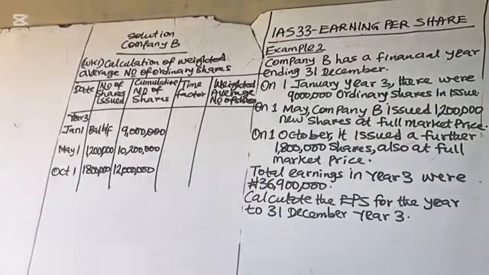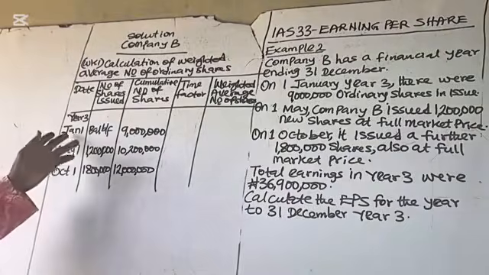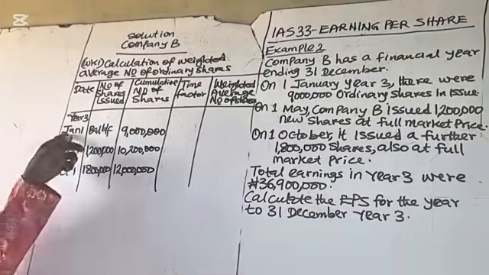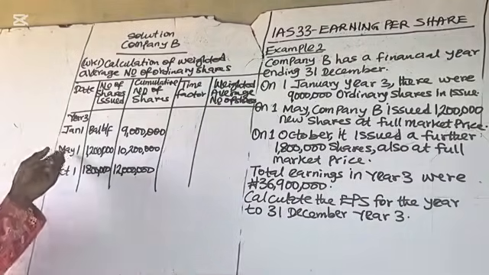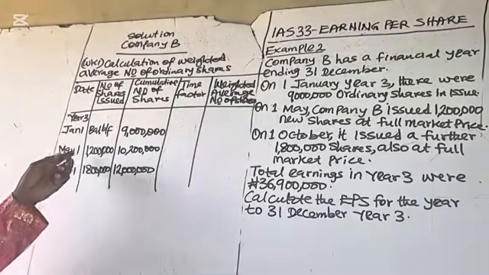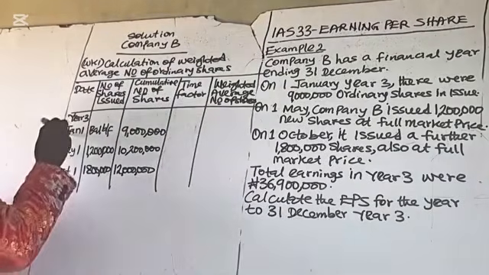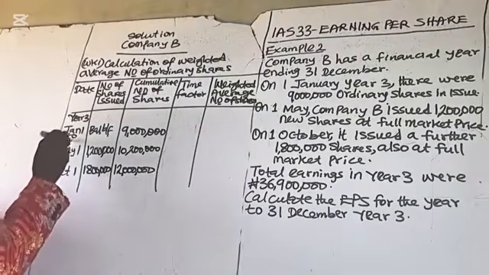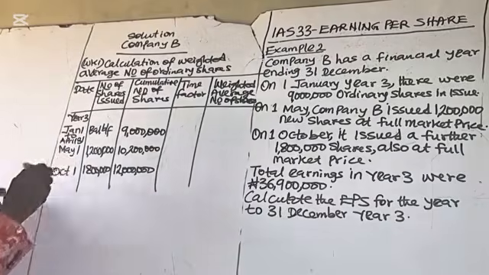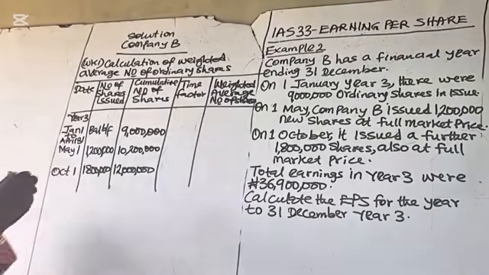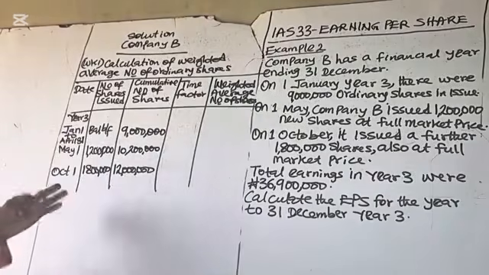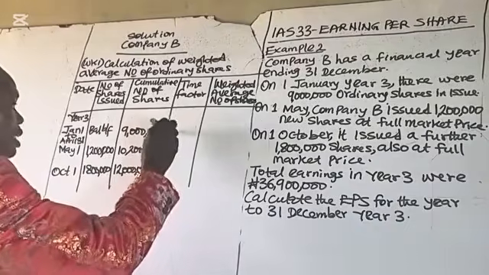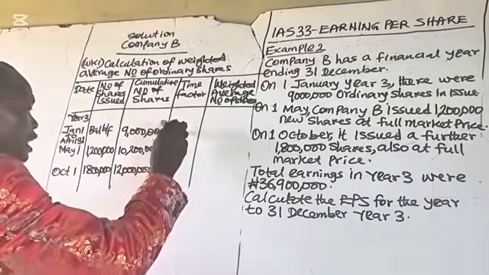Now, we want to multiply it by the time factor. From January, the next issue was made on May 1st. That means this will run from January 1st to April 31st before the next issue will be made on the 1st of May. How many months is that? January, February, March, April, 4 months. So the time factor to use here will be times 4 over 12.